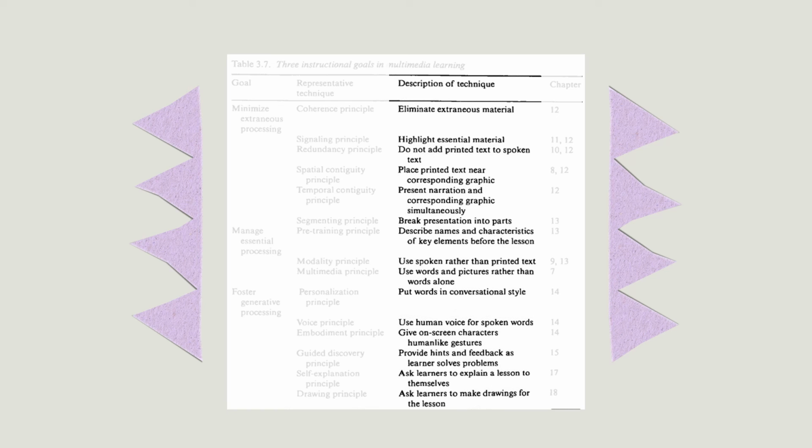The guidelines tell us to eliminate extraneous material and highlight essential material, not to add printed text to spoken text, which I've done several times in this video, to place printed text near the corresponding graphic, to present narration and corresponding graphic simultaneously, to break the presentation into parts, to describe names and characteristics of key elements before the lesson, to use spoken rather than printed text, to use words and pictures rather than words alone, to put words in conversational style, to use human voice instead of the robot voice for spoken words, to give on-screen characters human-like gestures, to provide hints and feedback as the learner solves problems, to ask learners to explain a lesson to themselves, and to ask learners to make drawings for the lesson.